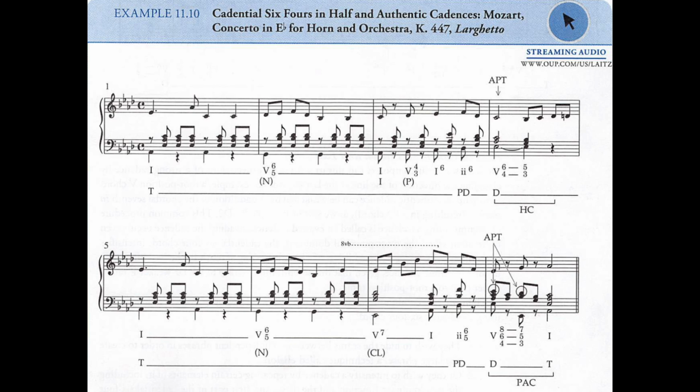So example 11.10, which I just played, shows cadential 6/4 chords in the half cadence. That's bar 4. So it's a 5 chord with a 6/4 to 5/3 motion. And it also does it if you look at the last bar. So it's 6/4, 7/5/3.